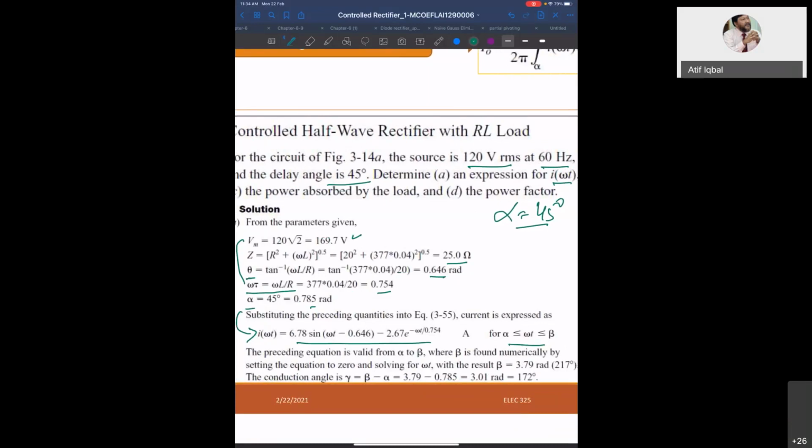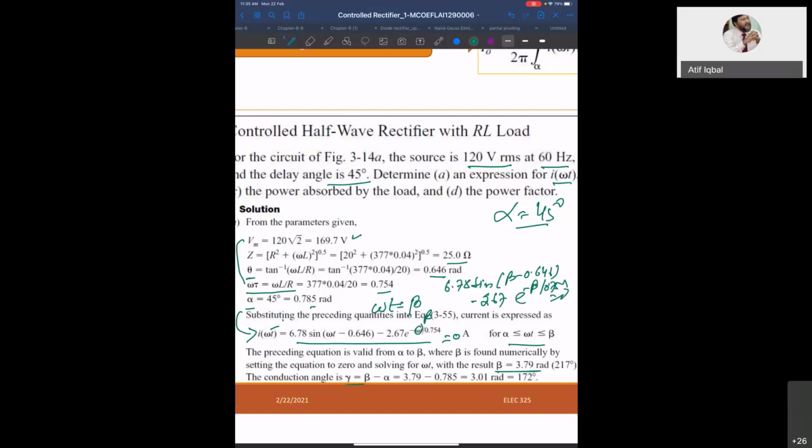So to get the value of beta, you put omega t equal to beta, and then this current is equal to 0. Then we have to solve this equation: 6.78 sine of (beta minus 0.646) minus 2.67 e to the power of minus beta by 0.754 is equal to 0. Solve this equation to get the value of beta. Okay, so beta is obtained as this.